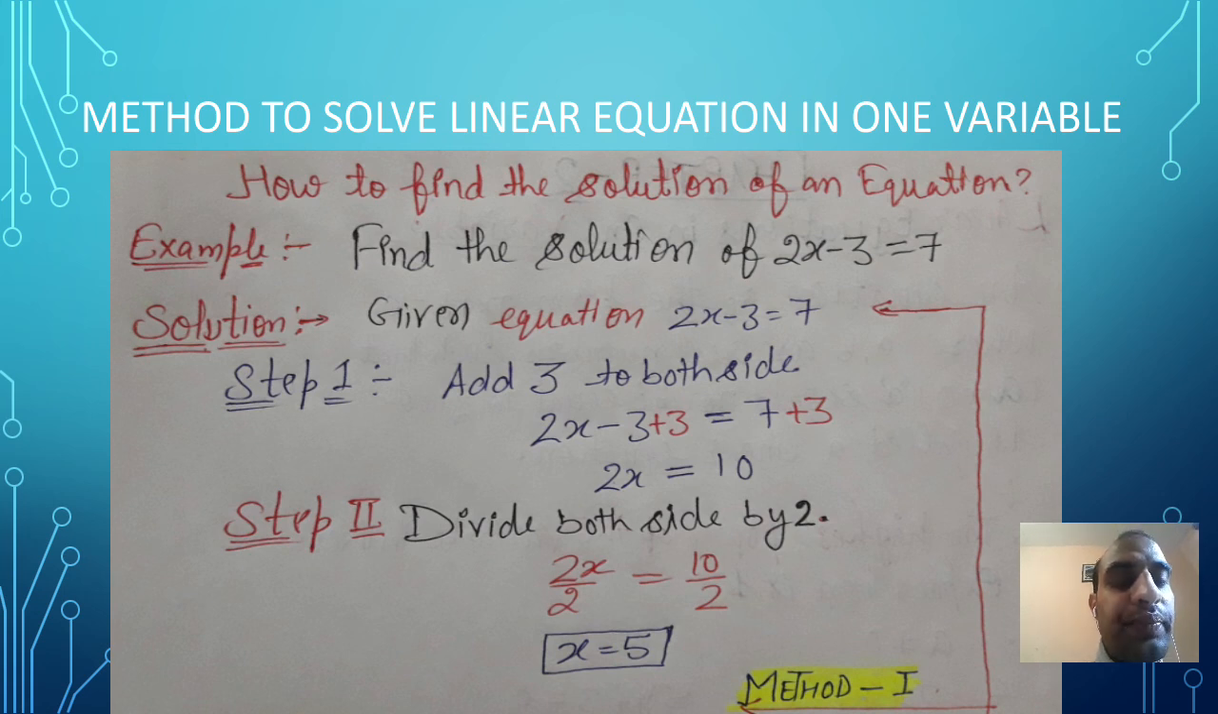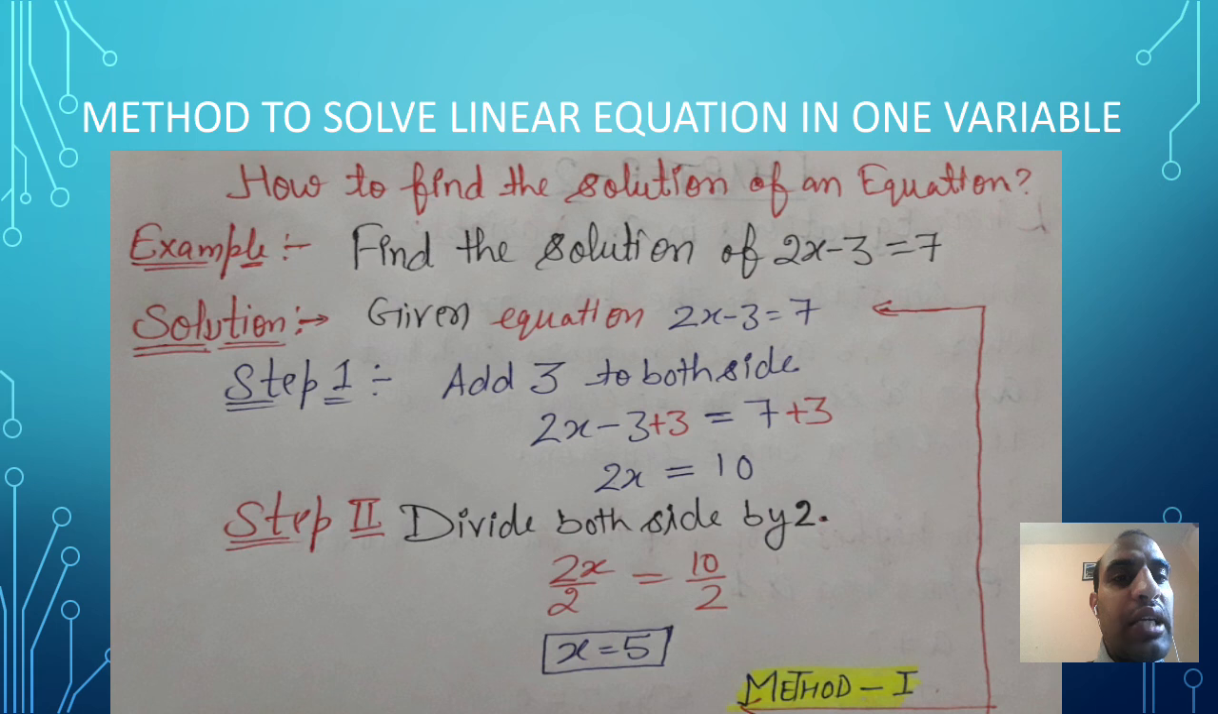Next step, divide both sides by 2. When we are dividing both sides by 2, I need to write 2x upon 2 and 10 upon 2. You can cancel the 2 and 2. 2 ones are 2, and on the second side 5 twos are 10. So overall in the first way your answer is x equals 5. Hope, my dear student, you are able to understand this method.